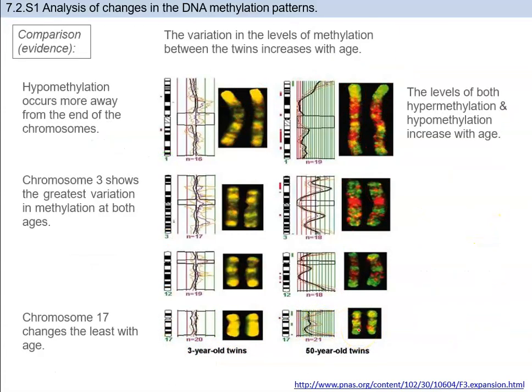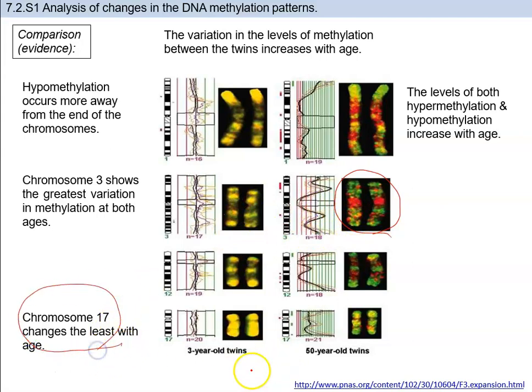So let's see the result and the analysis. Hypomethylation occurs more away from the ends of the chromosomes. Chromosome 3 shows the greatest variation, as I explained. Chromosome 3 shows the greatest variation in methylation at both ages, from 3 to 50, and chromosome 17 changes the least, which is here.